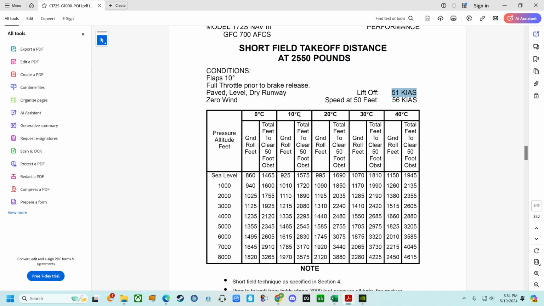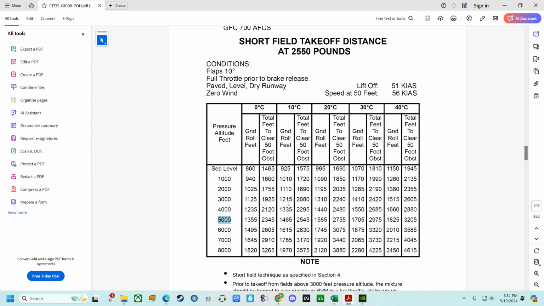Now you notice across the top, there are different temperature configurations, and across the left-hand side, there are different pressure altitudes, which just basically means what is your altimeter reading. So if I'm at an airport at sea level in Florida, and it's a cold day outside, let's say 10 degrees Celsius, I only need 920 feet of ground roll. But you'll notice as we get higher in density altitude, the temperature gets higher, I actually need a lot more ground roll. And of course, the higher I go above sea level and the hotter the temperature goes, I'm going to need even more ground roll. So maybe at 0 degrees at 5,000 feet altitude, I only need 1,355. But for a pressure altitude of 5,000 feet at 40 degrees Celsius, I'm going to need 1,825 feet.